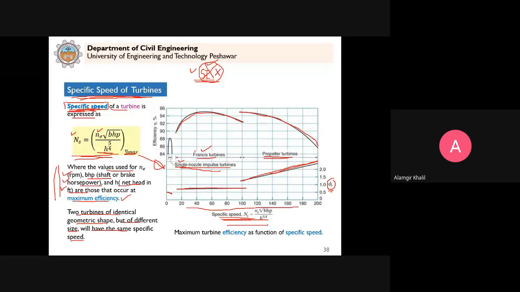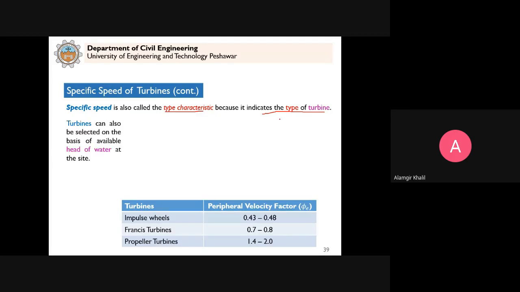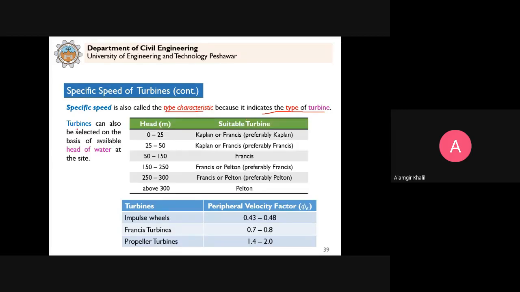So now in this case, the specific speed is also known as the type characteristic, because it indicates the type of turbine. Now specific speed can also be selected on the basis of available head of water. This is not given in our textbook, but I mention here from another book that turbines can also be selected on the basis of available head of water at the site. This is just a guideline.